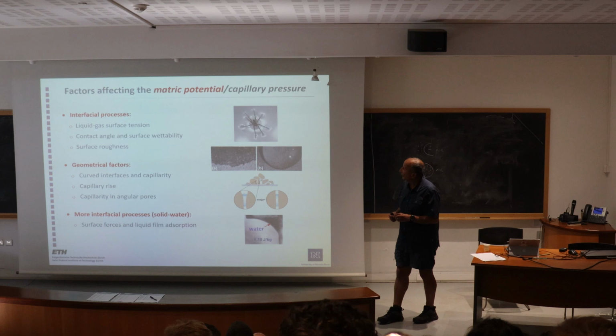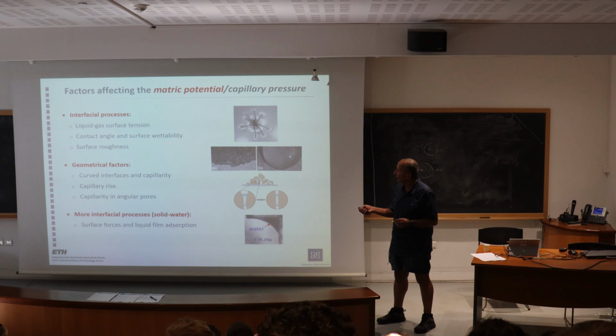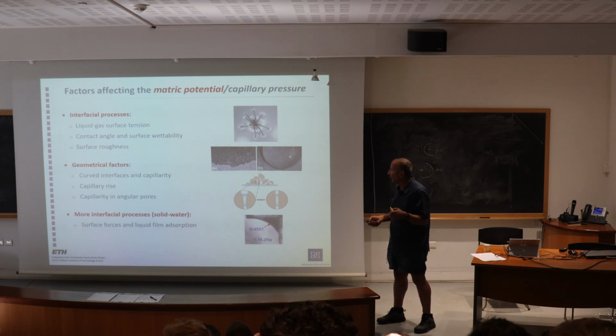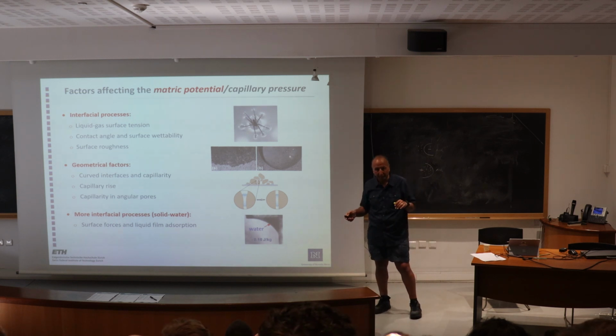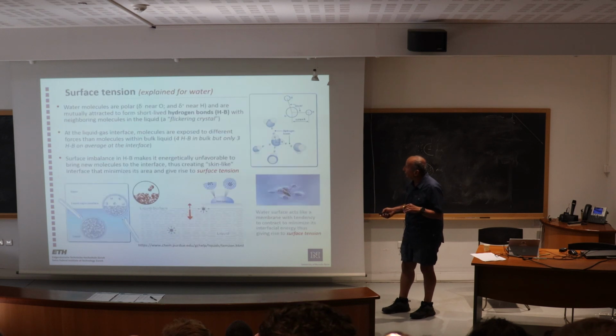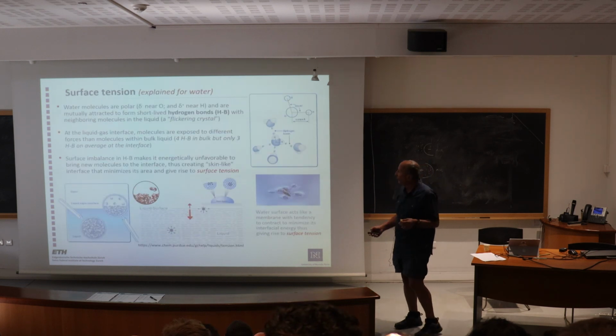Okay, so what factors affect the matric potential in soils? So we'll group them as interfacial processes: surface tension, contact angle, surface roughness. Then we'll talk about geometrical factors, curved interfaces, sizes of pores, and we'll talk about capillary rise. And then we'll have more interfacial processes to talk about the adsorption part of the component of the matric potential. Starting with the surface tension, you may have seen it already.